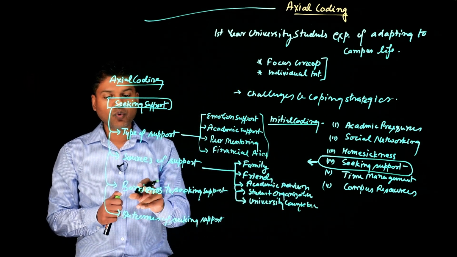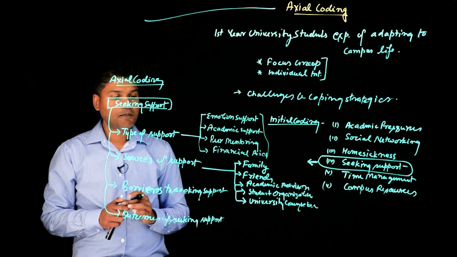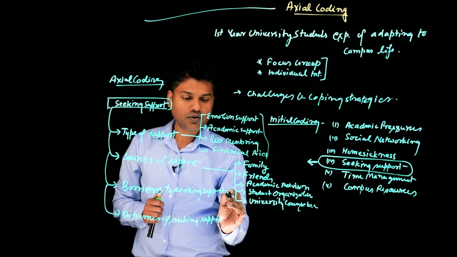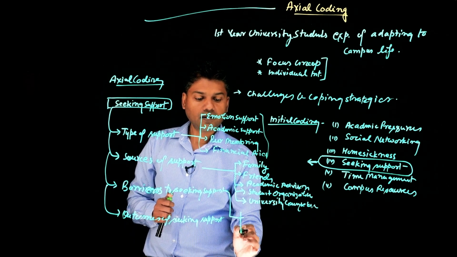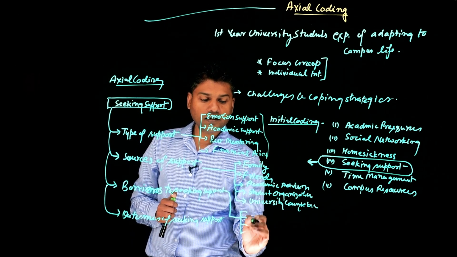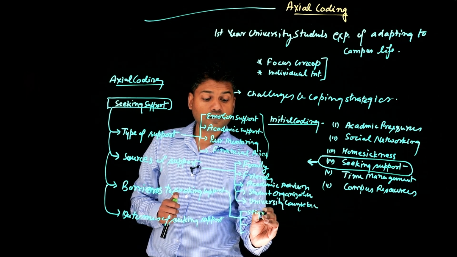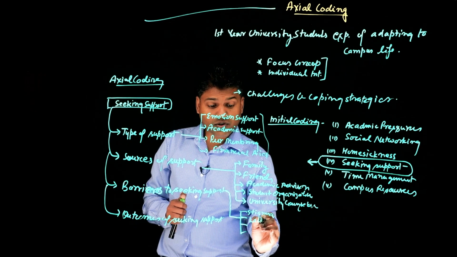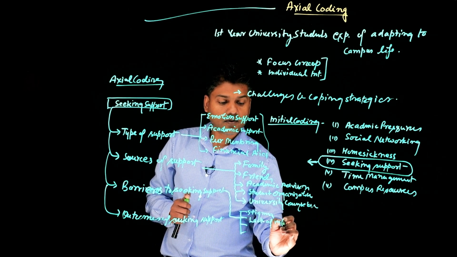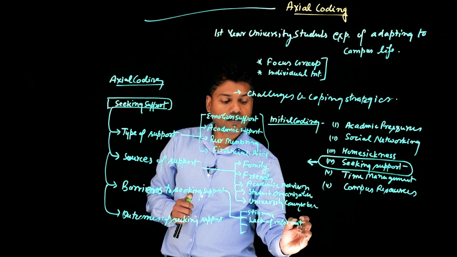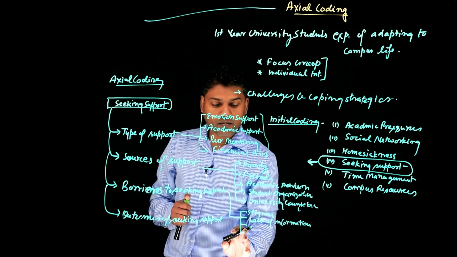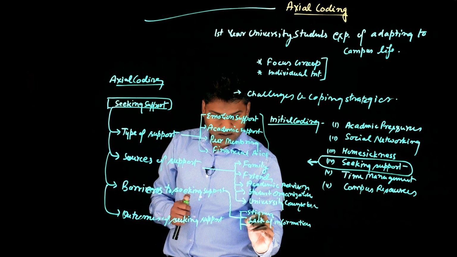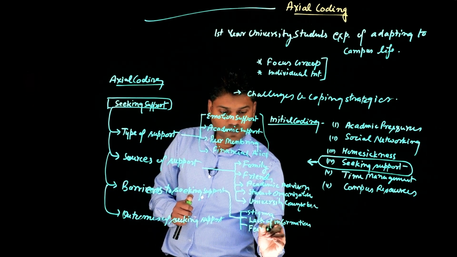Now, moving to the third subcategory, barriers to seeking support. What might be some possible barriers to seeking support? Under this category, I can say stigma. I can put, let's say, lack of information on campus. Another barrier which came up from the data is fear of judgment.